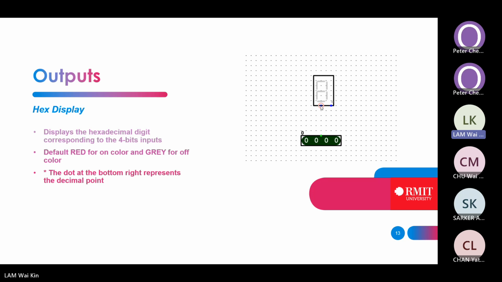As you can see from the video, we can change the value by changing the hexadecimal through the pin, and it will display through the hex display. And the dot at the bottom represents the decimal point if necessary.